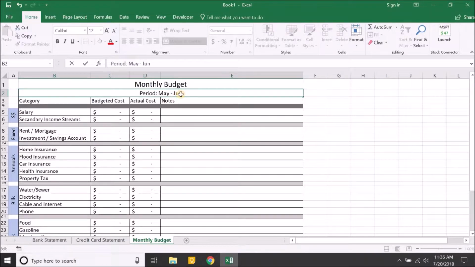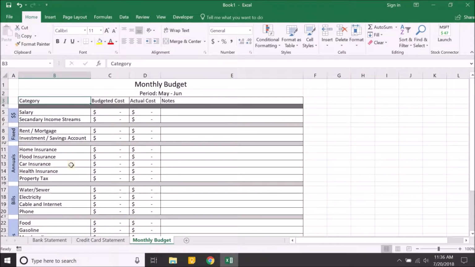May to June. Okay. And in this budget sheet, we're going to have two columns. We're going to have budget and actual. Now, just to quickly go over the differences between those, the budget is what you're going to do at the beginning of the month. So for this period, we would do this in May.